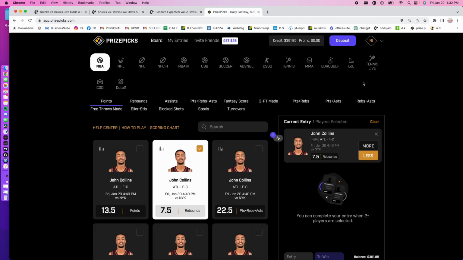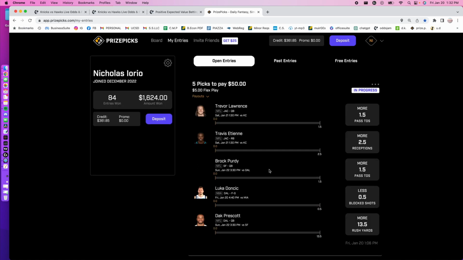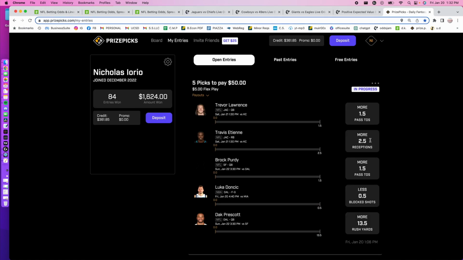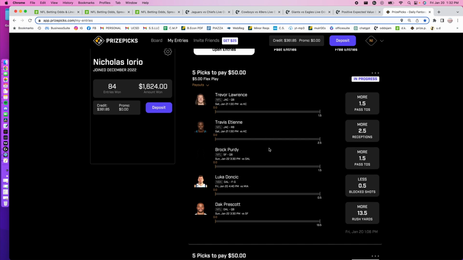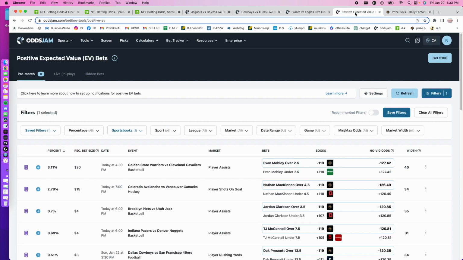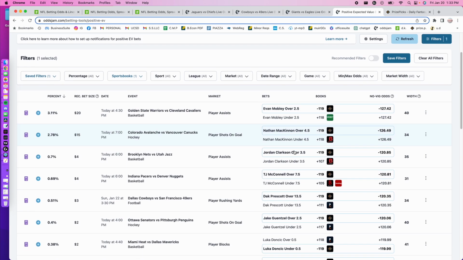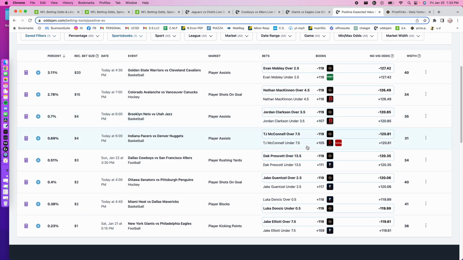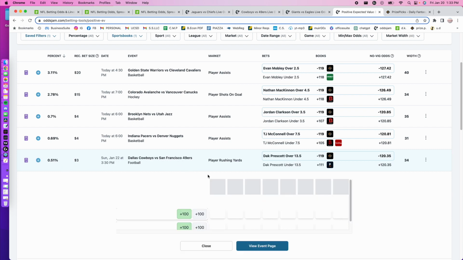On my PrizePicks, I had the John Collins, but this is just saved for later. So here is my first rotation of picks. These two were in the positive EV tool. I don't know if they got removed or moved, but here's a non-refreshed positive EV tool, and you see Dak over 13.5 is 0.5% positive, and you open it up.